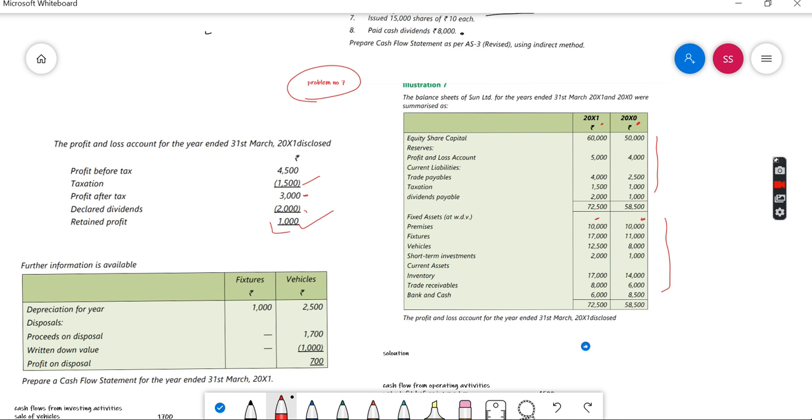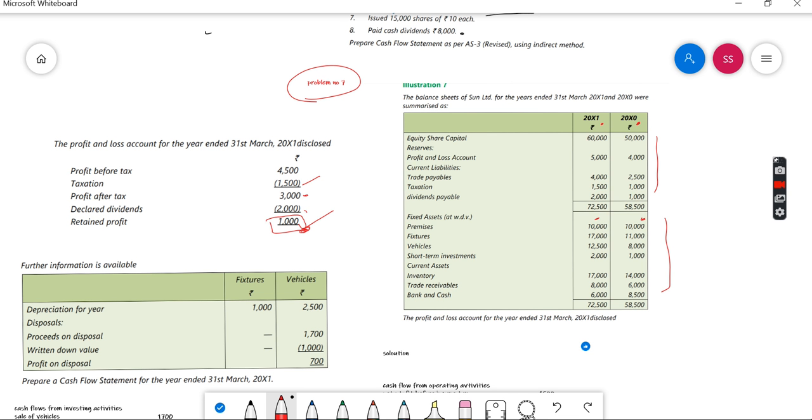Retained profit means instead of distributing that profit by issuing bonus shares or by declaring dividends, they have retained that profit to expand their business, right? That is called retained profit. So instead of declaring the dividends or issuing the bonus shares to the public, if you retain the profit in your business for further expansion, that will be called retained profit.